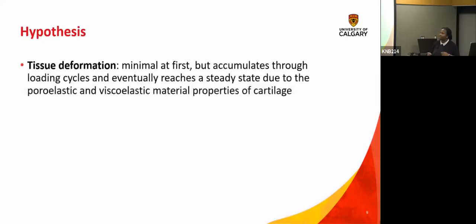So with the hypothesis, in terms of the tissue deformation, we hypothesized that when the loading starts, the deformation in the tissue is going to be minimal at first, because mind you, there's a lot of water, so there's a pressure. So when you start loading, the deformation is going to be minimal, but it's going to accumulate through the cycles, and eventually it's going to reach steady state, because as we know, cartilage is poroelastic and viscoelastic. So we need to bear these mechanical properties in mind.